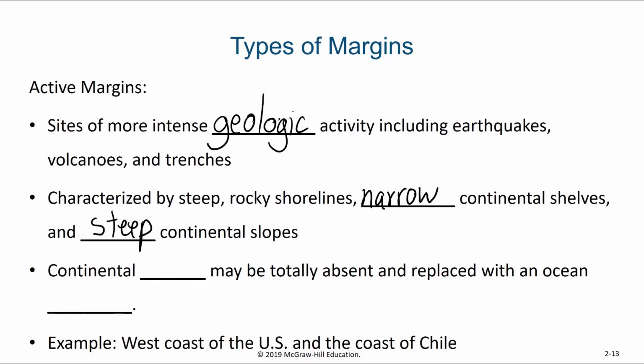Sometimes the Continental Rise may be totally absent and replaced instead with an ocean trench. The west coast of the United States and the coast of Chile are examples of this.